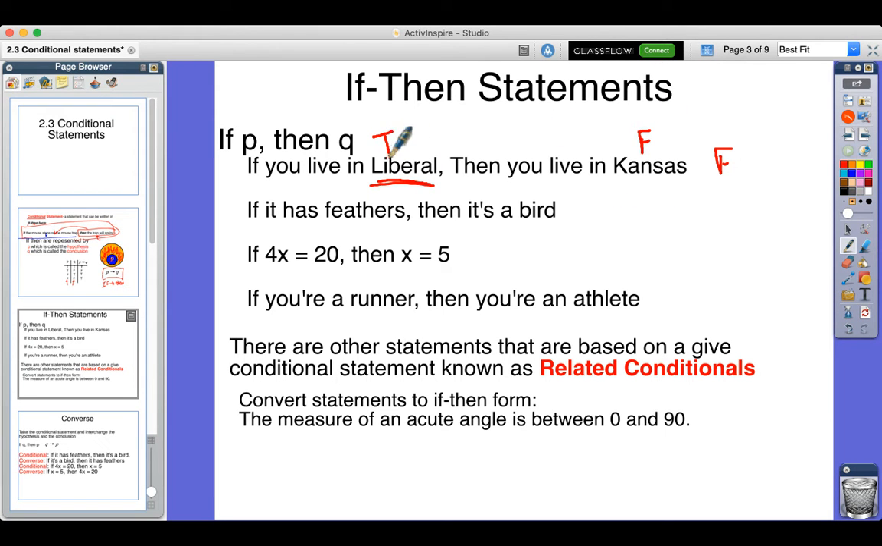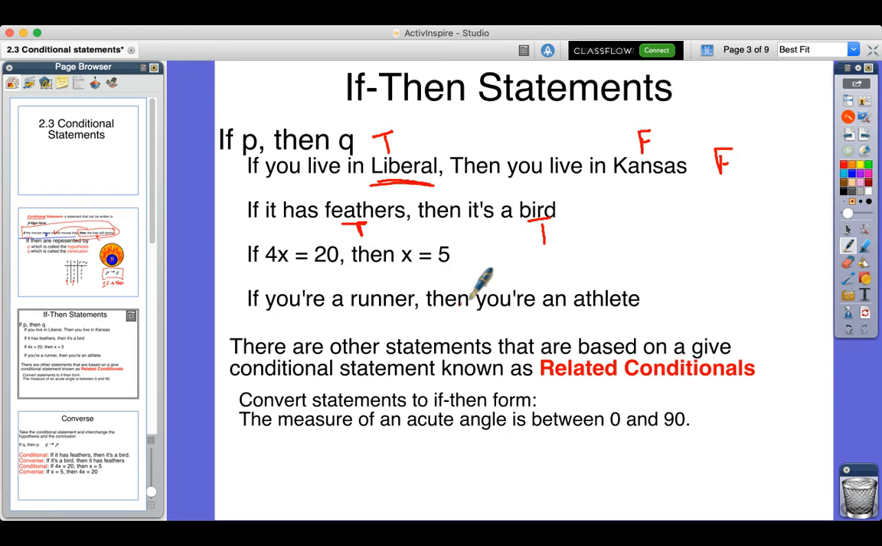But let's flip it around. Let's say you live in Kansas. Do you necessarily live in Liberal? No. Okay, so the statement is false. So, if it has feathers, then it's a bird. Well, I have a pigeon. It has feathers. So that's true. Then it's a bird. True. There are not many things that have feathers that are not birds. Actually, I think that's one of the main reasons it has to be a bird.